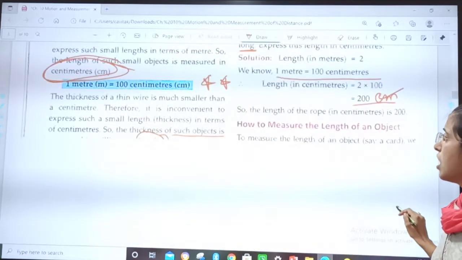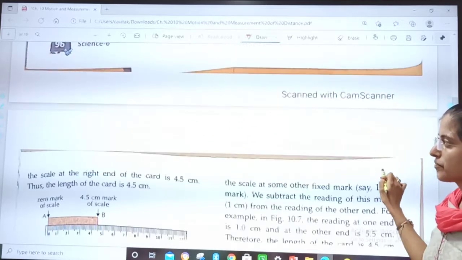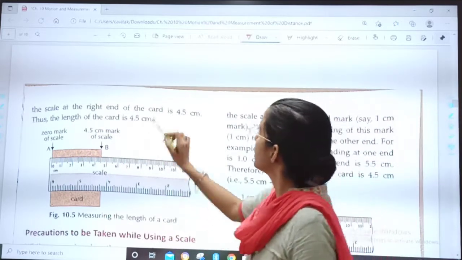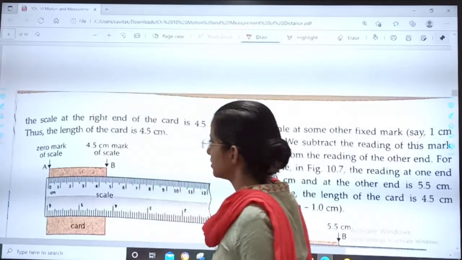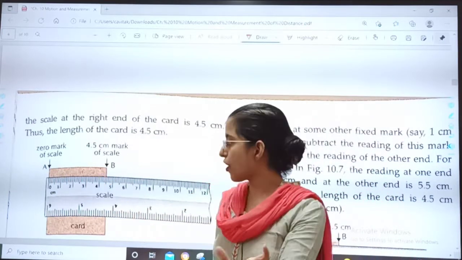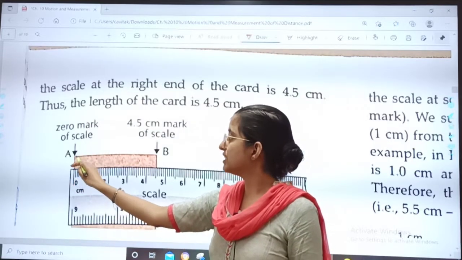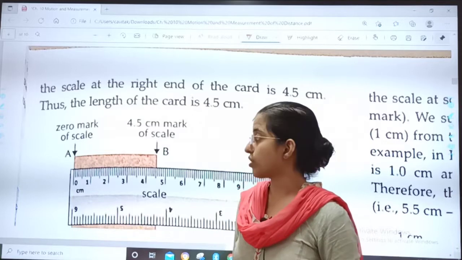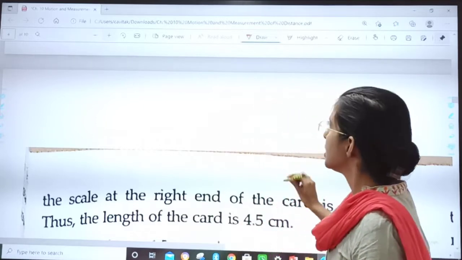Now, how to measure the length of an object? Now see children, there are various things that we should keep in mind. Whenever we are measuring the length of an object, I will magnify this so that it is easier for you to see. Look, A, B, we are having 2 points. Now as you can see, where is 0? At the starting point 0 is there, okay? This is very important. The line of the scale that is 0, you should always keep at the starting point.